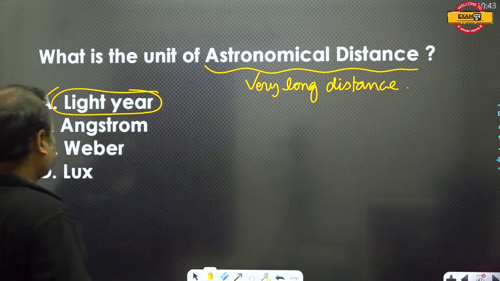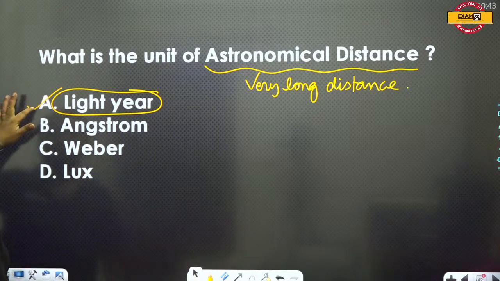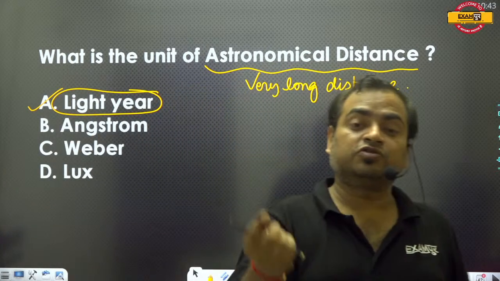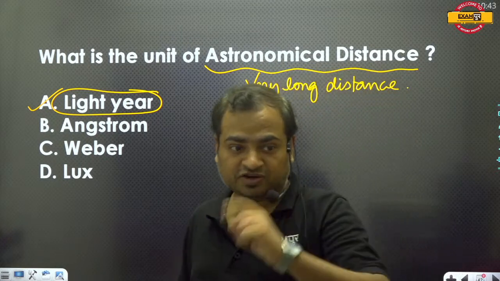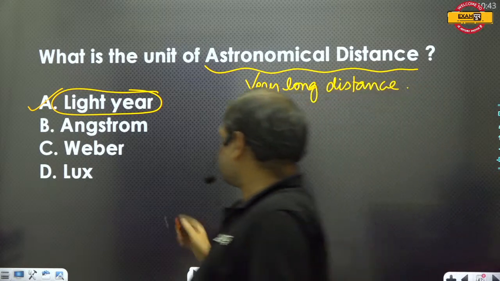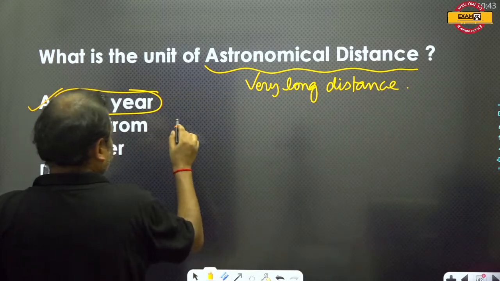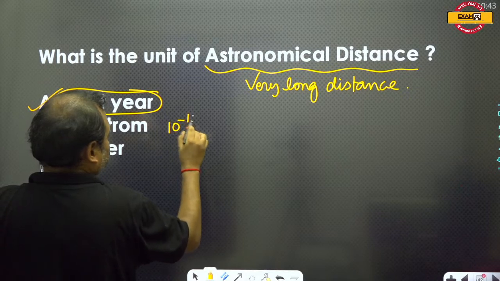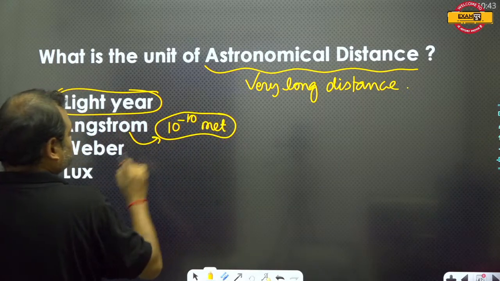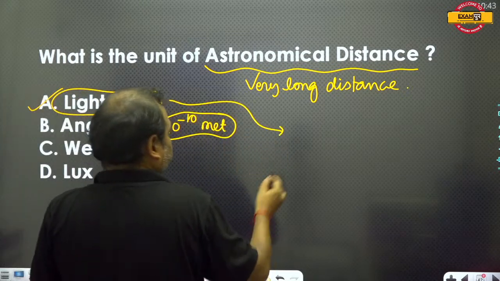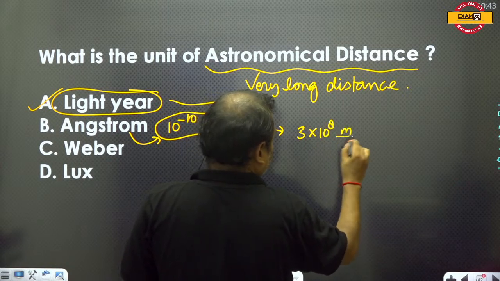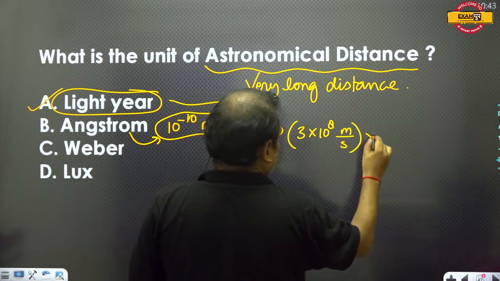So what is the light year? Actually, light year is the unit of distance. Okay, 1 light year is equal to the distance traveled by light in 1 year. So angstrom is not the correct answer. Angstrom is a very small unit, 10 to the power minus 10 meter. Speed of light is 3 into 10 to the power 8 meters per second.